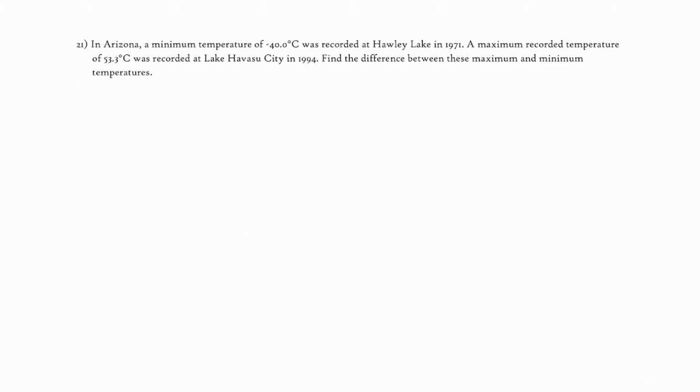In Arizona, a minimum temperature of minus 40 degrees Celsius was recorded at Holly Lake in 1971. A maximum recorded temperature was 53.3 degrees Celsius. Find the difference between, what are we supposed to find? Difference between this maximum and minimum temperatures.